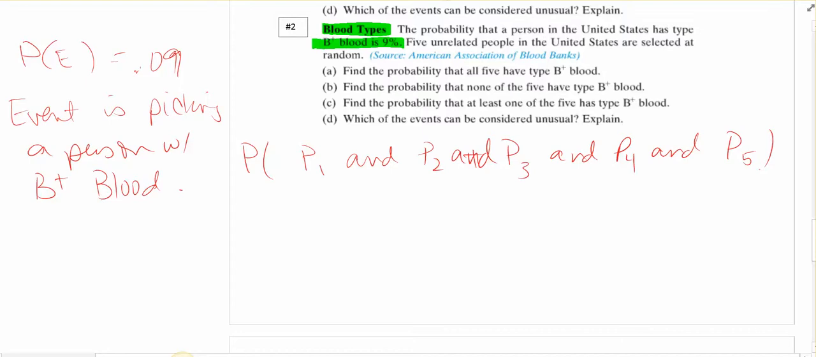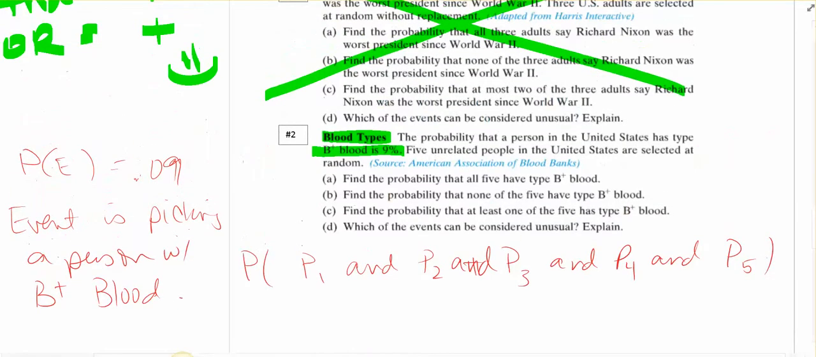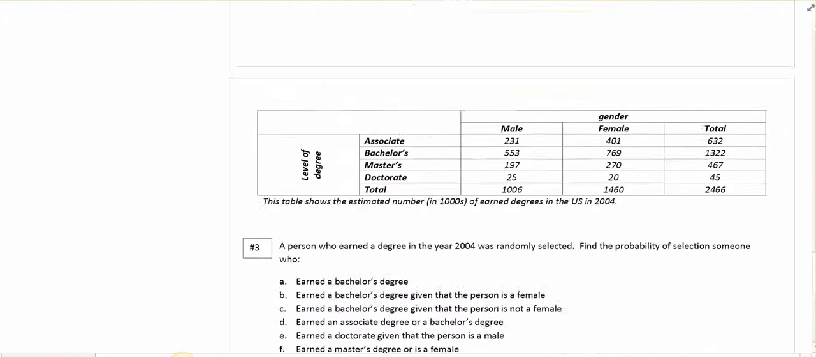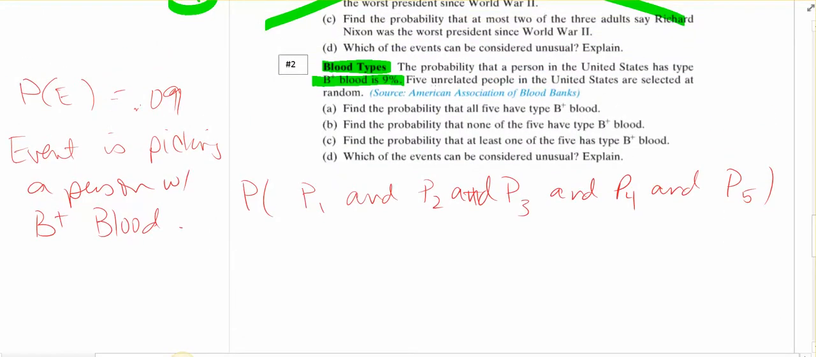Now, and means multiplication. The only catch is, what are you multiplying? Well, 2 events, or in this case technically 5, because you have 5 people. And does the probability of the second event depend on the first event? That's the whole reason for this unrelated. They're not related to each other, so everybody has the same chance. So the probability would be 0.09 for the first one, 0.09 for the second, third, fourth, and fifth.